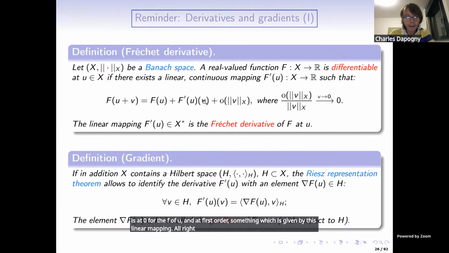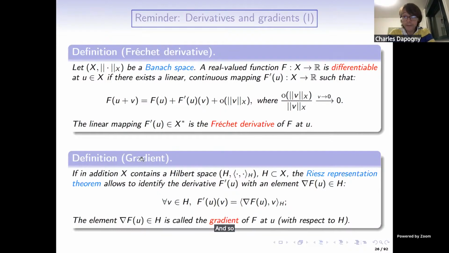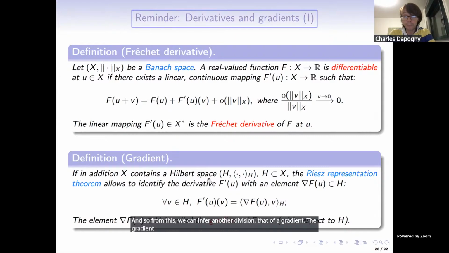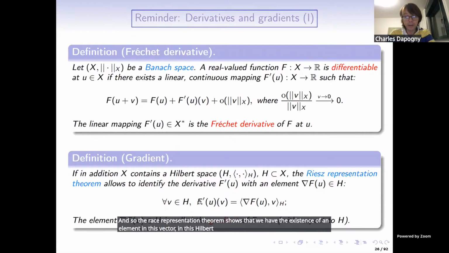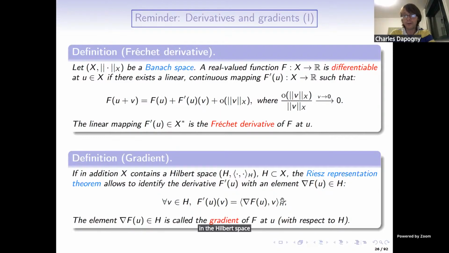All right. And so from this, we can infer another definition, that of a gradient. The gradient arises only in the Hilbert space context. So we assume that now the vector space X, which was here, contains a Hilbert space endowed with a scalar product, which is denoted with brackets here. And so the Riesz representation theorem shows that we have the existence of an element in this Hilbert space H, such that f prime of u, the derivative at u evaluated in the direction v, equals some element in the Hilbert space against the direction v. And this is this element that is called the gradient.